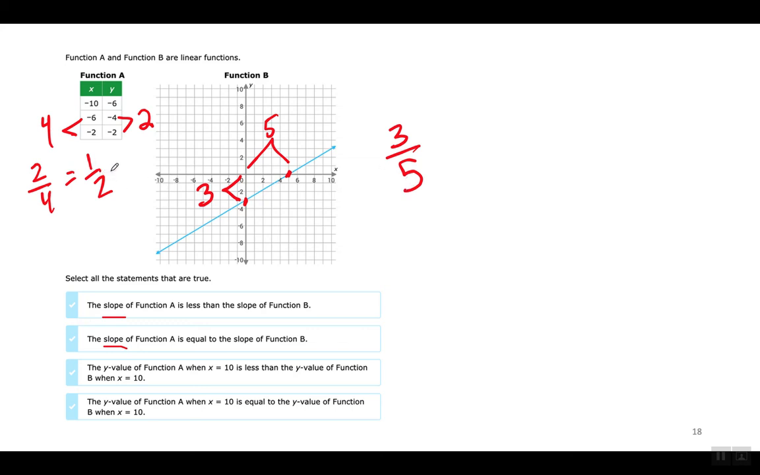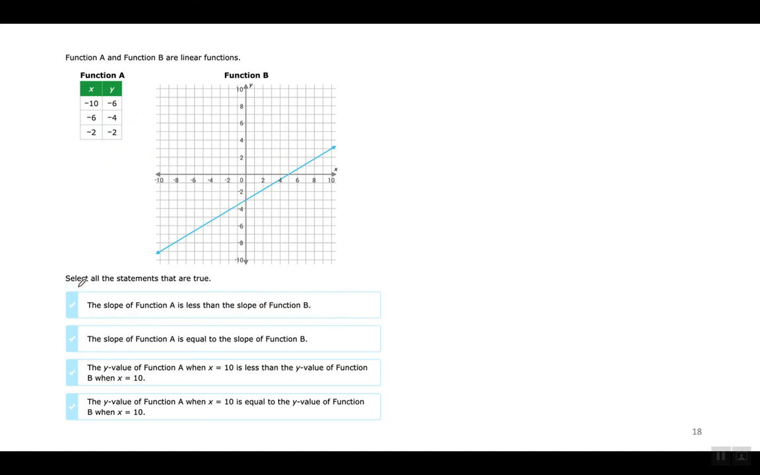So if you're not sure which one's bigger and which one's smaller, divide the numerator by the denominator. For function A, you're going to get 0.5. Si no están seguros, dividen el numerador por el denominador. Para función A me da 0.5. For function B, when you do 3 divided by 5, you're going to get 0.6. Si lo divido, me da 0.6. So that means that the slope of function A is less than the slope of function B. El slope de función A es menos que el slope de función B.